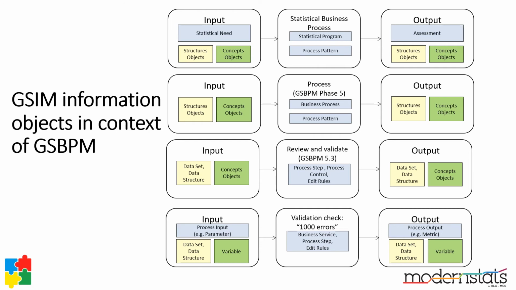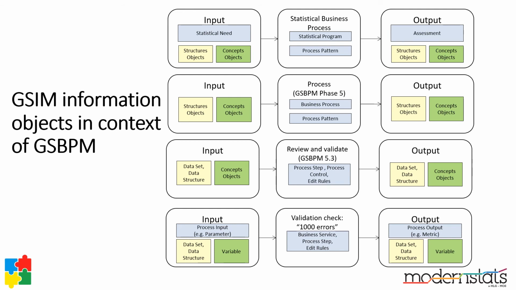So if the GSBPM is considered as a reference framework for statistical production processes, the first level can be considered as equivalent to statistical production process as a whole. So that is your entire organization. And on the input side, you have a statistical need, and you have some group information objects from your structures group and your concepts group that you already have available in your organization.